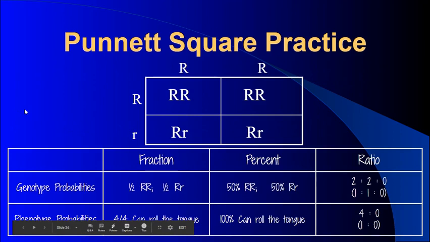And once again, here is how we would record probabilities in all three different ways. You can see the fraction probabilities, the percentage probabilities, and the ratio probabilities. And don't forget, if there's ever a zero when you're figuring out the ratio probabilities, you have to use that zero as a placeholder.